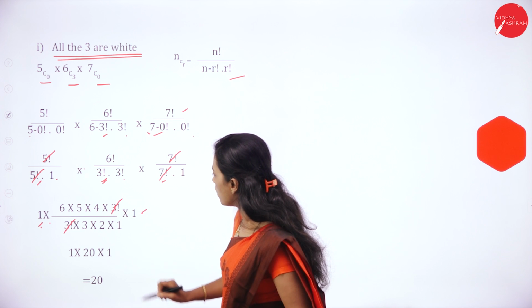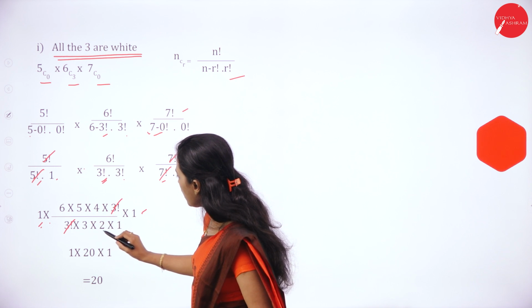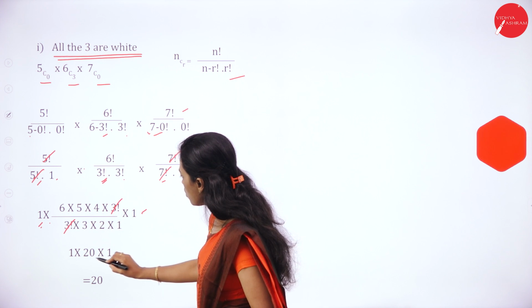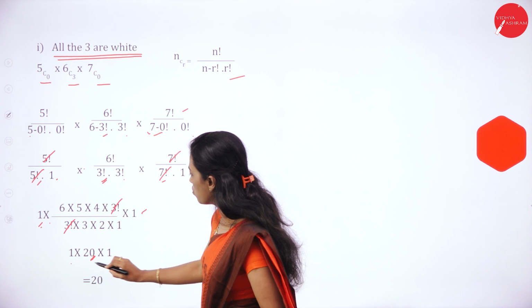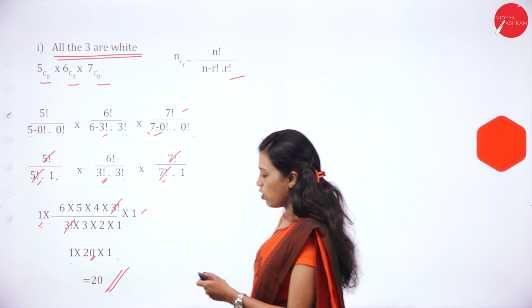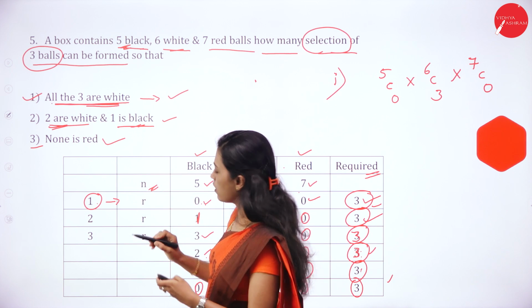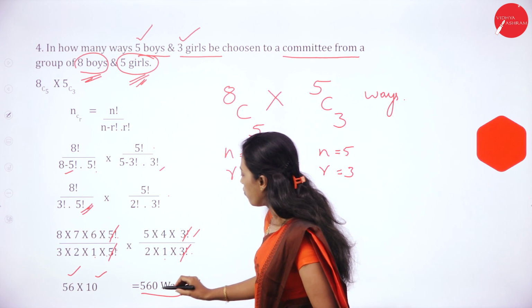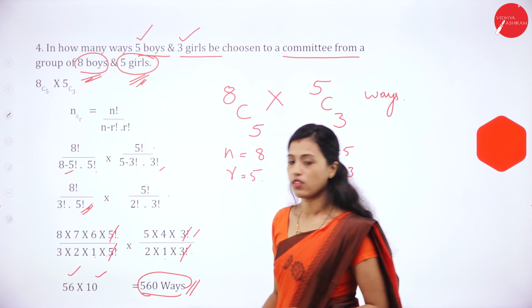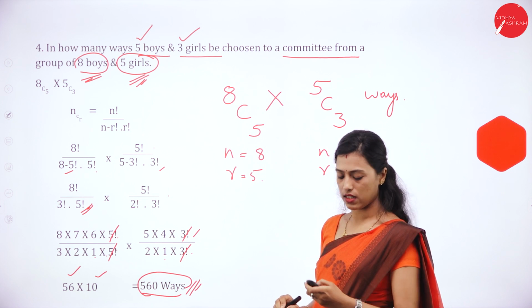It is 1. So 6 into 5 into 4 divided by 3 into 2 into 1 is 20. 1 into 2, 20 into 1 is 20. So for the first question, all 3 are white. We can select 560 ways. We can arrange in 560 ways.